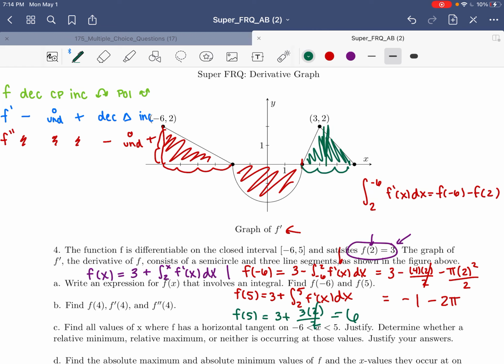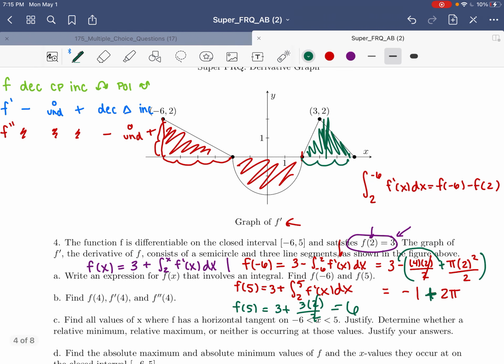Hold on, I messed up here. All of this, my bad, was supposed to be a negative. This -1 is right, but I should have distributed this negative to be a plus. So this would really be plus 2 pi. Sorry, don't forget to distribute the negative. All right, I'm going to erase all of that.